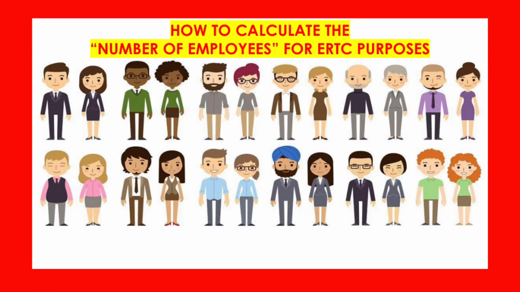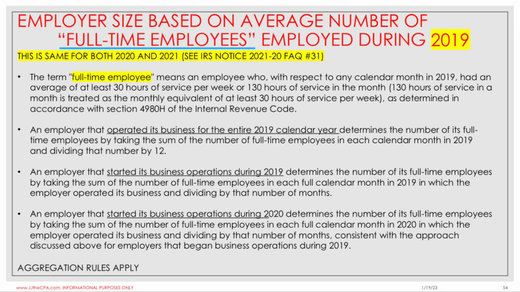So for the employee retention credit, how do you determine your head count and why does that matter? Well, you determine your head count by the number of full-time employees that you had in 2019. And whatever that head count is, that determines your head count in 2020 and in 2021. That head count in 2019 is only full-time employees. It is not full-time equivalents.